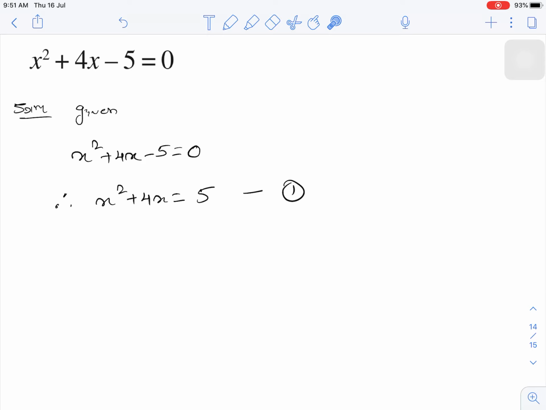And so on. In this way you people have to solve it.